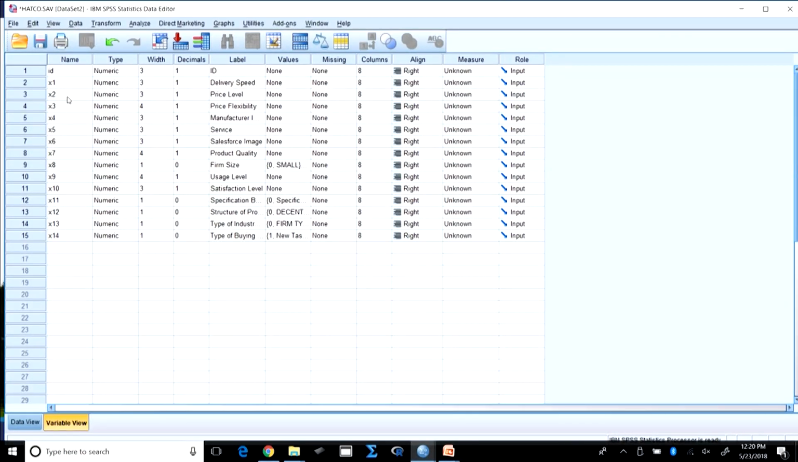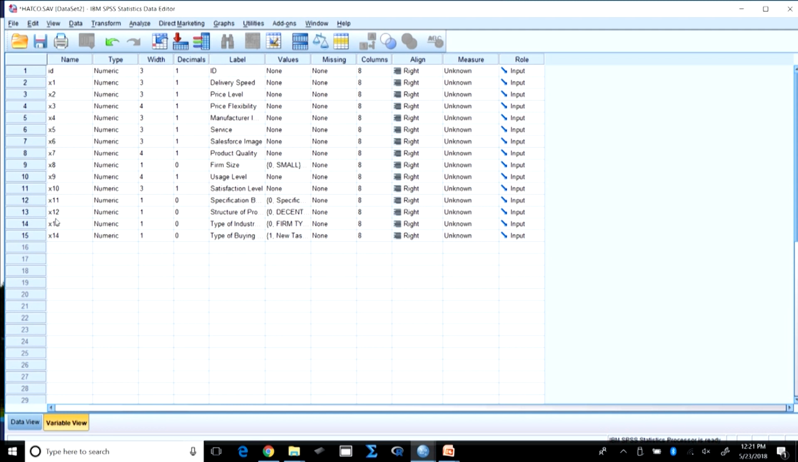If you can look at this table, the data sheet, it talks about several variables. The first is the ID number, then x1, which is the delivery speed, x2 price level, x3 price flexibility, x4 manufacturer's image, x5 service, and similarly all the others up to x7. The data is measured on a continuous scale. X8, which is firm size, is measured as a categorical variable: small firms, large firms.